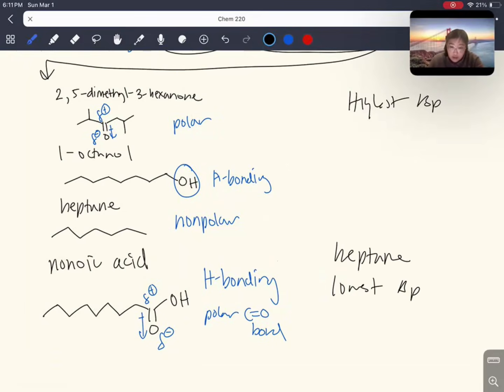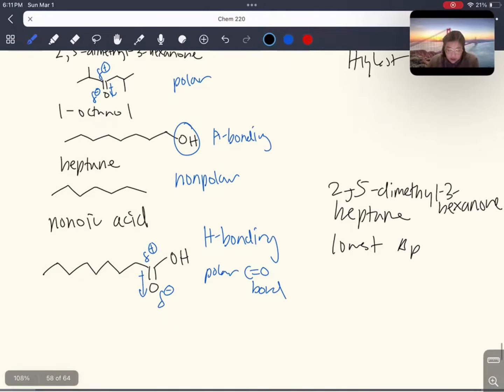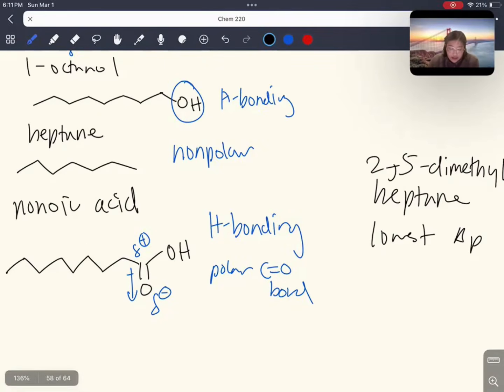Our second lowest is going to be 2,5-dimethyl-3-hexanone because it only has polar interactions. But now, how do we compare the two molecules that both have H bonding? So it turns out nonanoic acid is going to be higher because, remember, this other oxygen site can also act as an H bond acceptor.